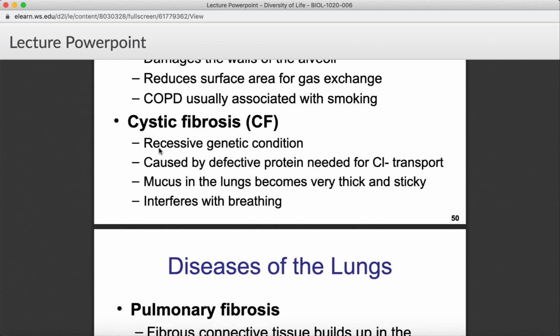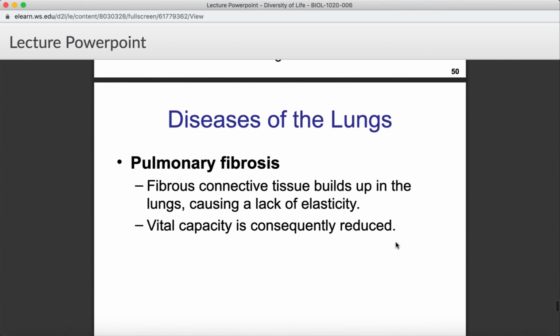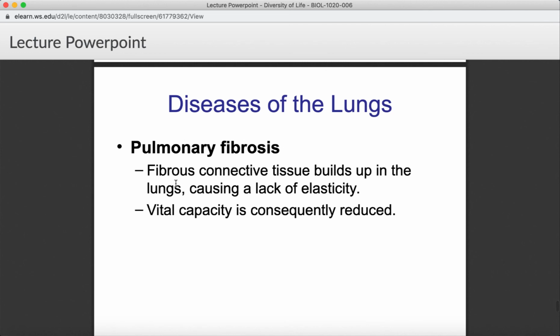Cystic fibrosis, a recessive genetic condition caused by a defective protein for calcium transport. Mucus in the lungs becomes very thick and sticky, which interferes with breathing. Pulmonary fibrosis, the fibrous connective tissue that builds up in the lungs, causing a lack of elasticity, reduces your vital capacity.